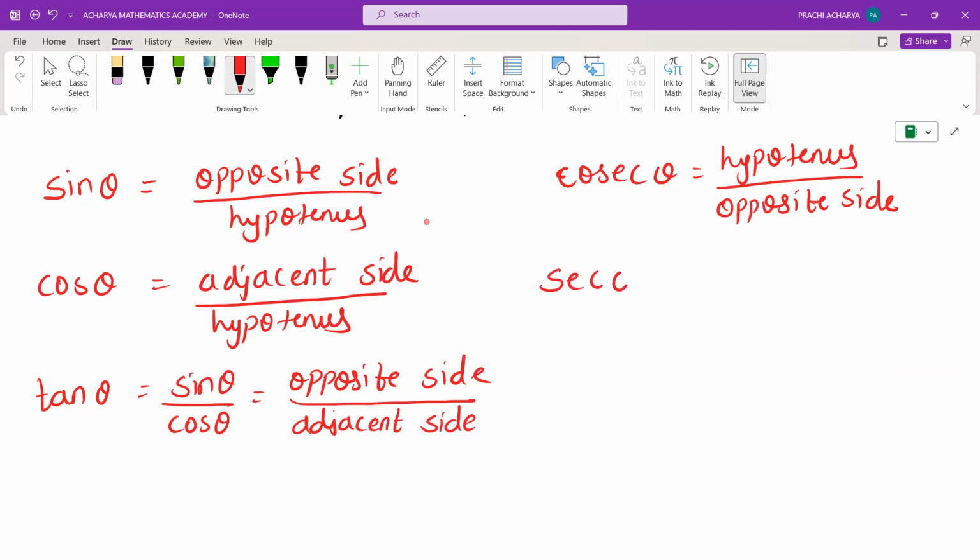Next one is sec theta, or you can call it secant theta. ठीक है? It is reciprocal of cos, तो ऊपर आ जाएगा again hypotenuse. That is in numerator, hypotenuse upon, in denominator, adjacent side.